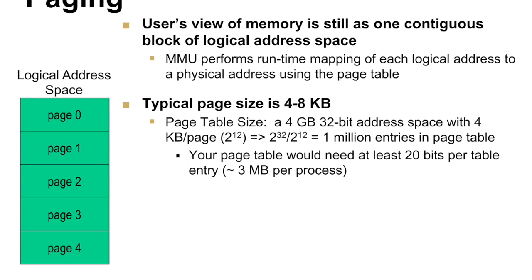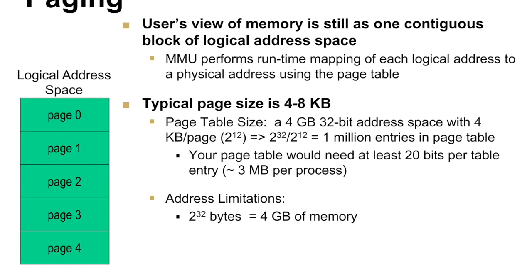For example, a 32-bit address can access up to 4 gigabytes. And if we were doing 4 KB per page, then we'd end up with over 1 million entries in that page table for every single address. And if we stored every single possible page, then our page table would need at least 20 bits per entry, so we'd end up with about 3 megabytes per process. Now that's not too much in modern days, but if we had, say, 1,000 processes, all of a sudden we're using up quite a bit of memory just to hold those page tables.